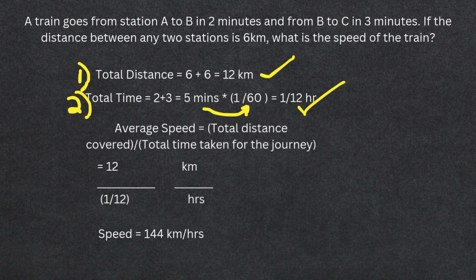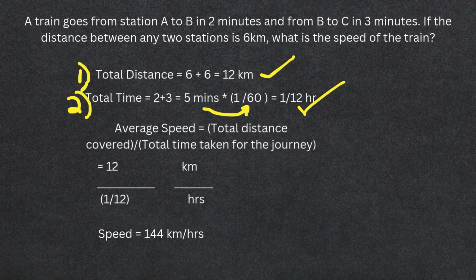Let's calculate total time taken. Time for A to B is 2 minutes and time from B to C is 3 minutes. Then total time is 2 plus 3, 5 minutes. Since speed calculation requires time in hours, we need to convert minutes to hours. 5 minutes equals 5 by 60 hours. So we get 1 by 12 hours as an output.